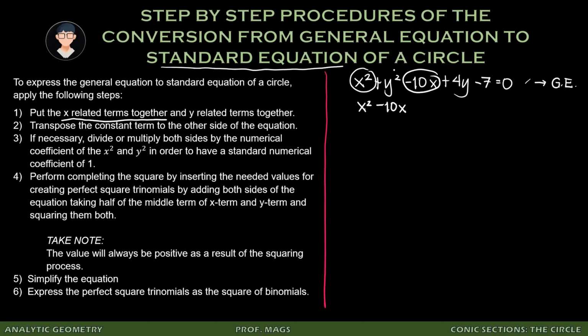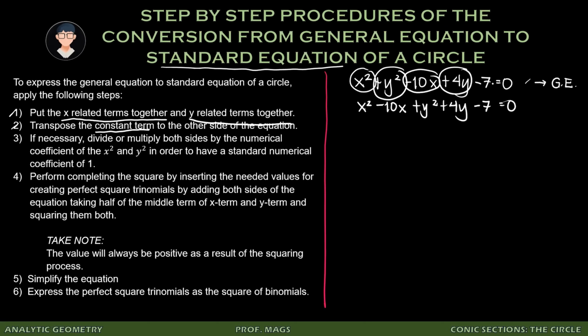So the next step, yung y-related terms naman. Positive y squared and positive 4y. Minus 7 is equal to 0. Okay, we already did the first step. The next step is to transpose the constant term.